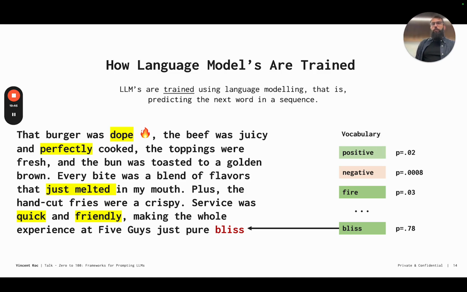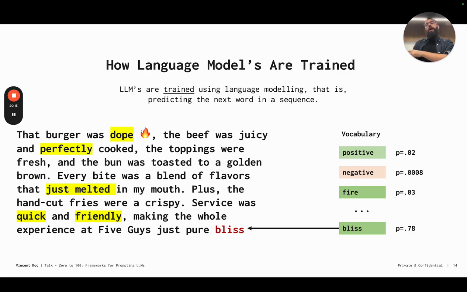And the way it derived bliss, you see at the corner these P values, 0.02, 0.008, 0.3, 0.78. These are essentially predictions. These are percentages, so 2%, 0.008%, 3%, 78%. As it's going through the words, it's predicting word by word. And as you type, if you use ChatGPT, you'll see it spitting out word by word. It's predicting the next likely word with some level of probability, and it's picking the best word.